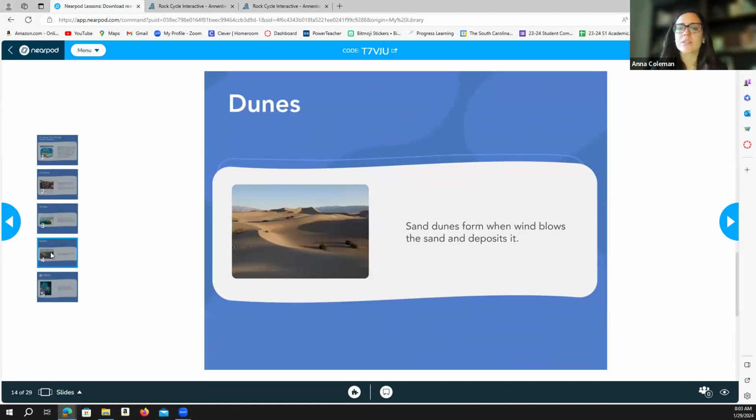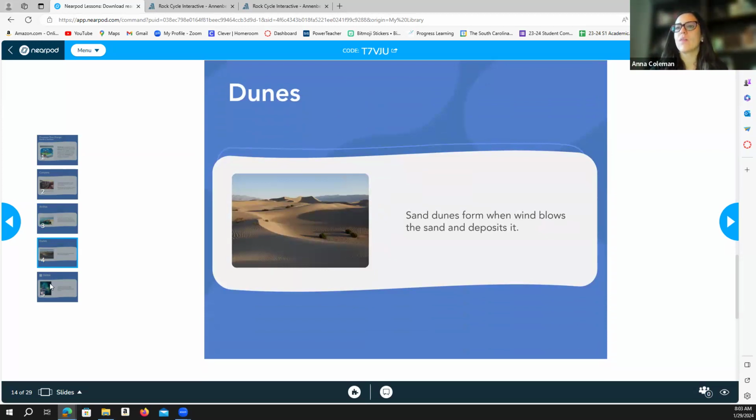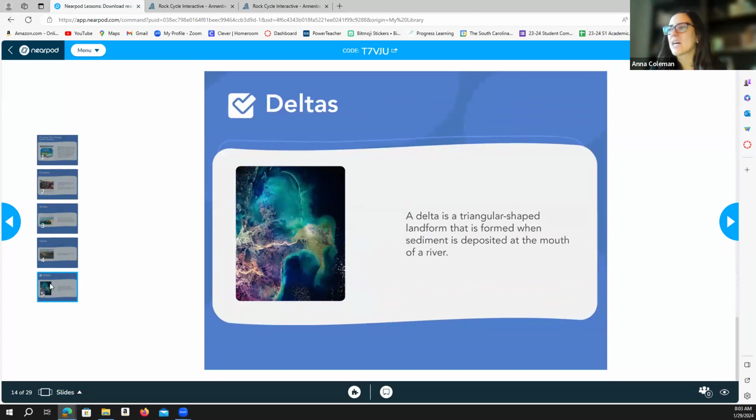And then dunes, these are amazing. Sand dunes form when wind blows, right? And the sand then deposits it. Look at how cool that is. And then you have these deltas. A delta is a triangle shaped landform. So that's actually a piece of land right there, and it's deposited at the mouth of a river. So remember, it's just like dropped there.